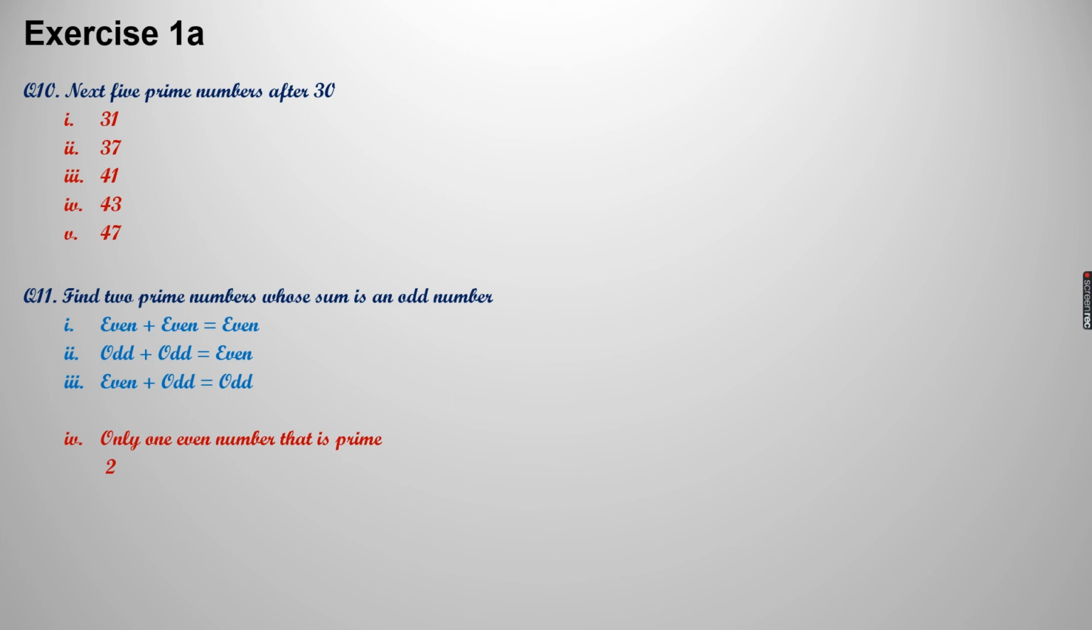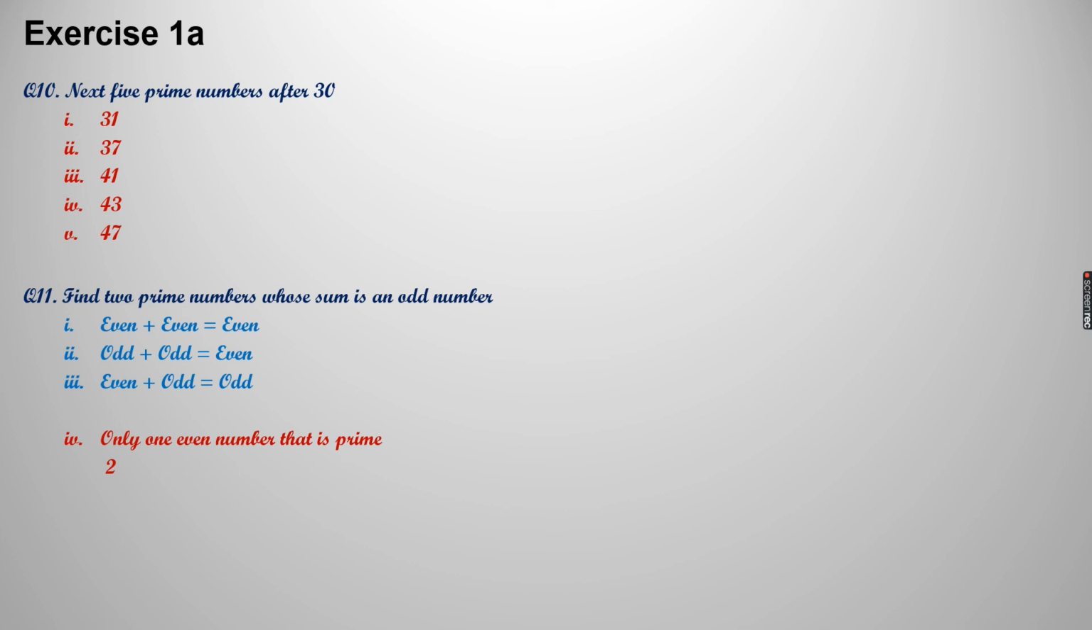All the other even numbers are easily divisible by 2, by themselves, by 1, so they have more than 2 factors. They are composites. Only 2 is the number that is an even number and prime number at the same time. So you can add 2 and 3. The resultant answer is an odd number. Both of these are prime numbers.